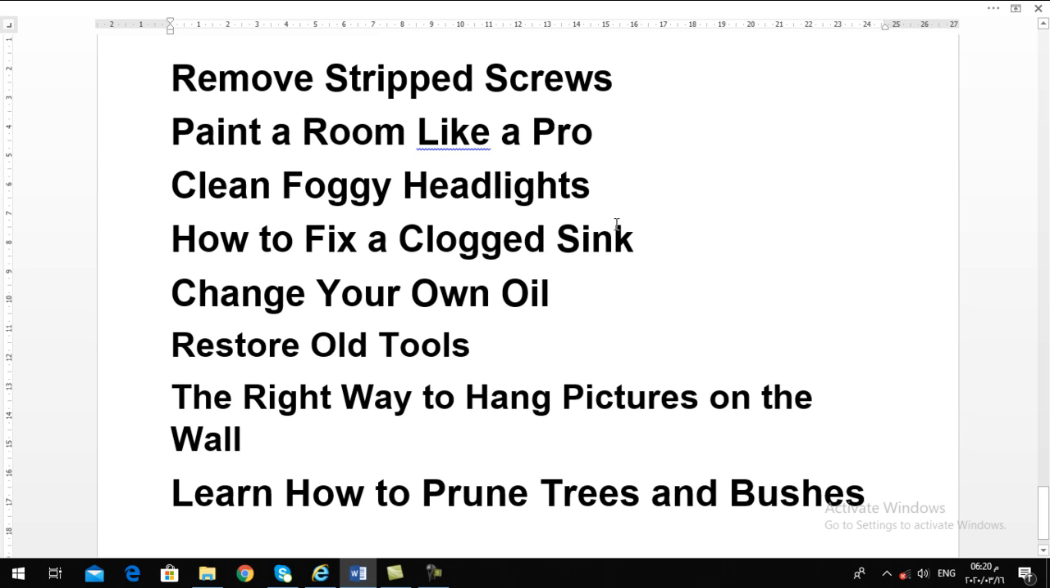How to fix it? Change your own oil, your car oil. Restore old tools. The right way to hang pictures on the wall. Learn to prune trees and bushes in your backyard, in the garden, to cut parts of the tree to make it grow better. Okay, and we have a lot more examples of DIY you can know of.